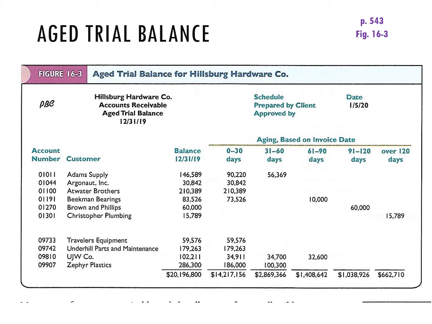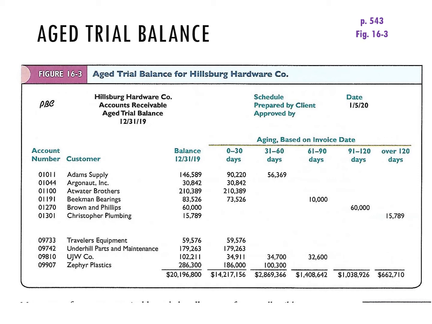And the over 120 would be August and earlier. Now, I think you can see the logic here that we're going to collect a much higher percentage of our December sales than we are of those that were over 120 days old. So that $662,000 over 120 days, we're probably not going to see much of that.